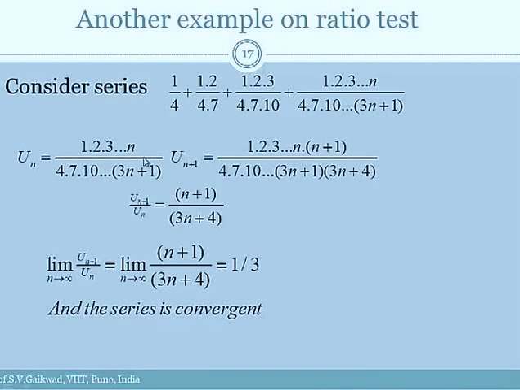Obviously, if you find the ratio, only those two terms remain, and if you find the limit as n tends to infinity, we get limit 1 by 3, which is less than 1, and so this series is also convergent.